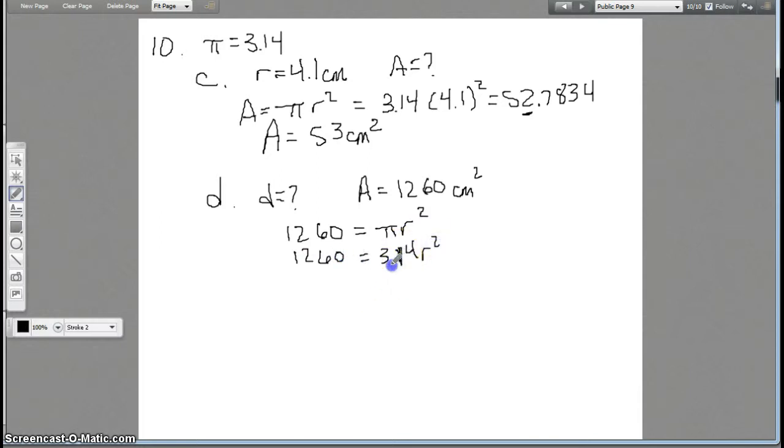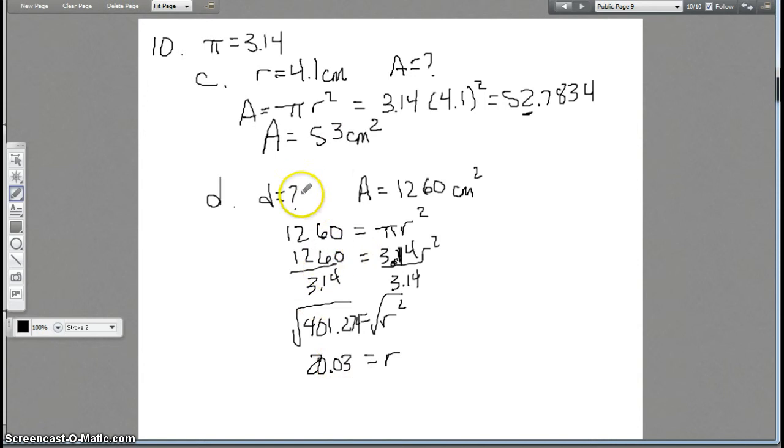So the first thing we need to do is get our r by itself. So we're going to divide both sides by 3.14. And we will get that r squared is equal to 401.274. Now, to find out what r is, we need to take the square root of both sides. So that will tell us that our r is 20.03. But they didn't ask for the radius. The question asked for the diameter. And remember, the diameter is the double of the radius. So diameter is equal to 40.06. And we round that to the nearest integer, which is 40.